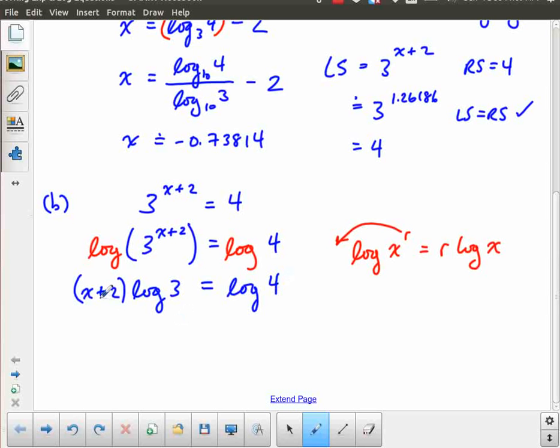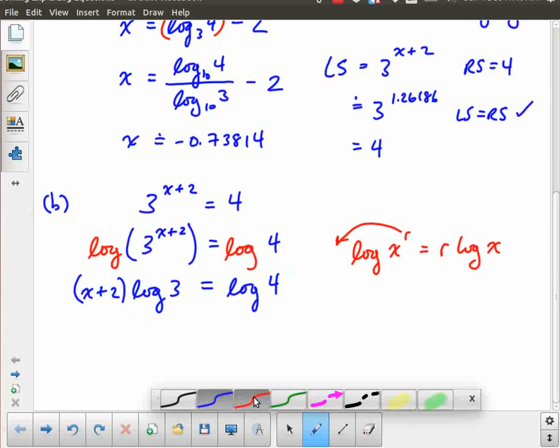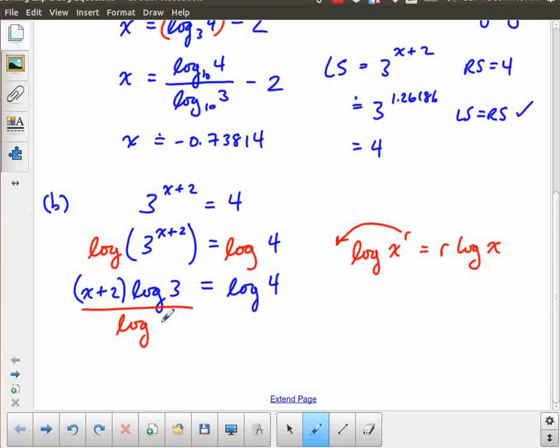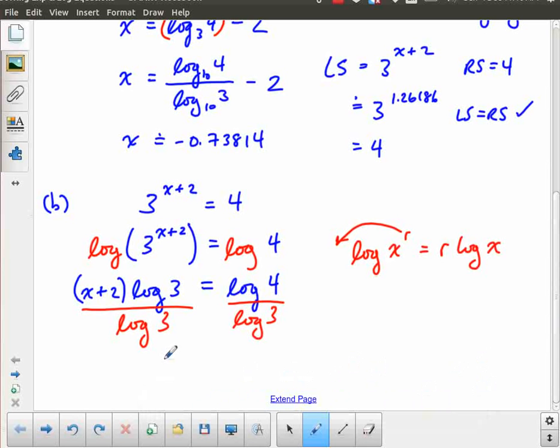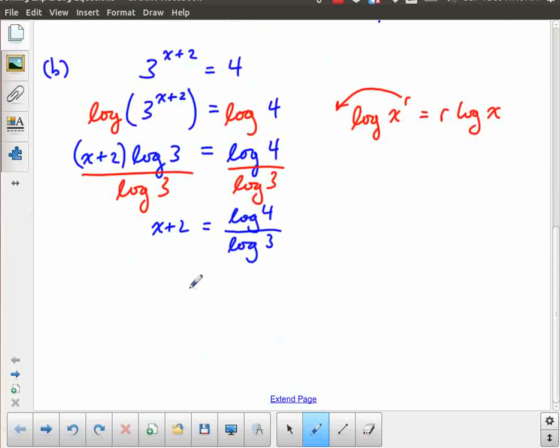Now I want to isolate x, so the first thing I need to do is divide both sides by log of 3. And I end up with x plus 2 is equal to the log of 4 over the log of 3, which means that x is equal to the log of 4 over the log of 3, subtract 2. And that is exactly what we ended up with in the previous method of finding the solution.